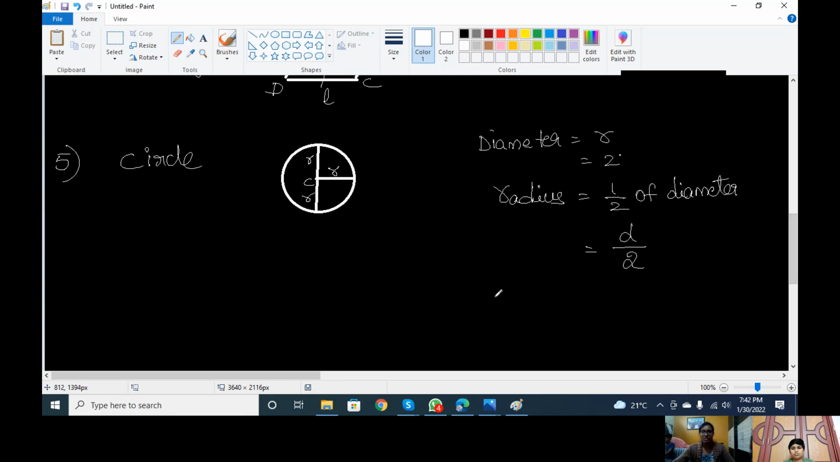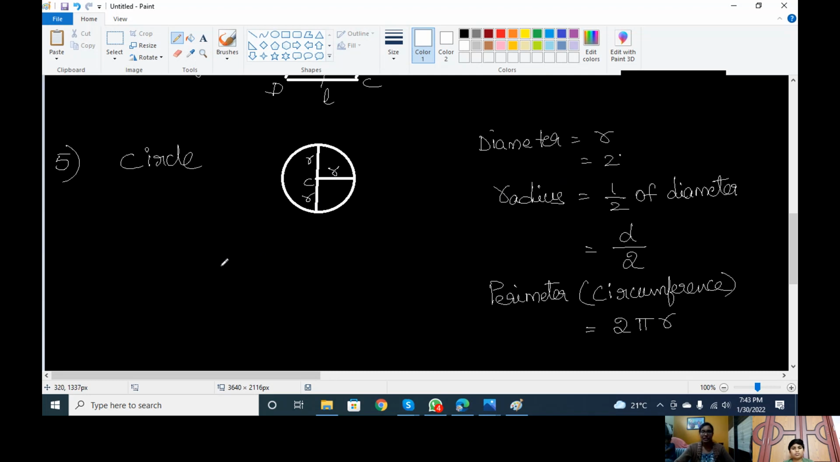Now, perimeter of a circle. Perimeter of a circle is also called the circumference of the circle. Circumference of the circle is equal to 2 pi r. R is the radius and the pi value is constant always. Constant means it is fixed. It's not variable, it doesn't change.